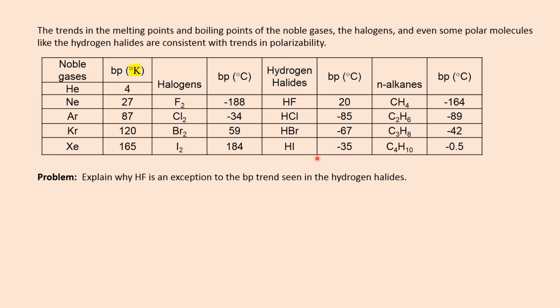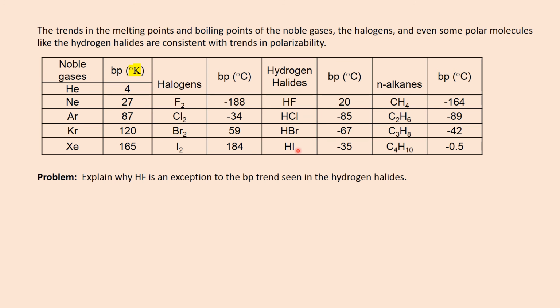Well, two things are happening here. Not only is the size decreasing, but the polarity is changing. Delta EN here is 0.4. Here it's 0.7. Here it is 0.9. And here it is 1.9. So even though they're getting smaller, polarizability is decreasing. They're getting more and more polar. That is, the difference in electronegativity is increasing.